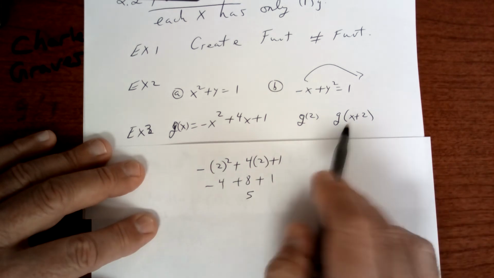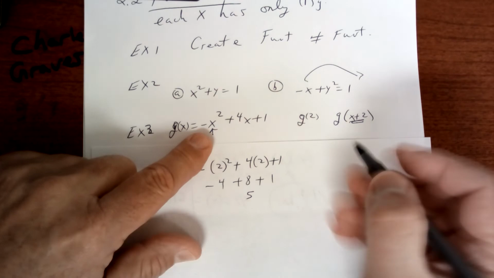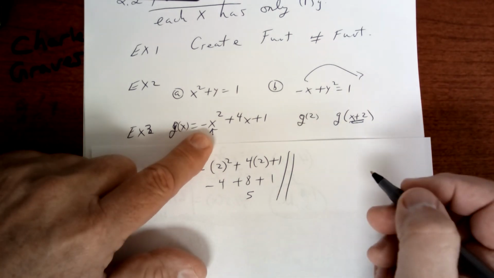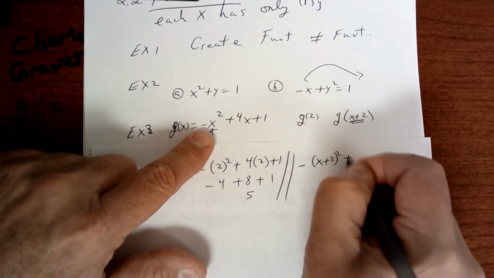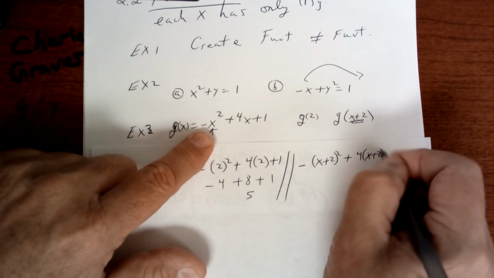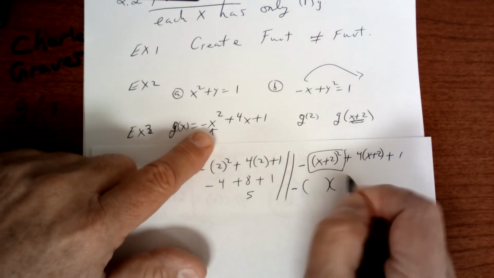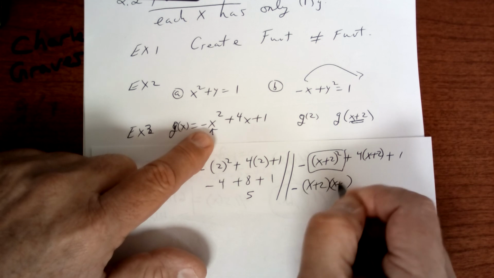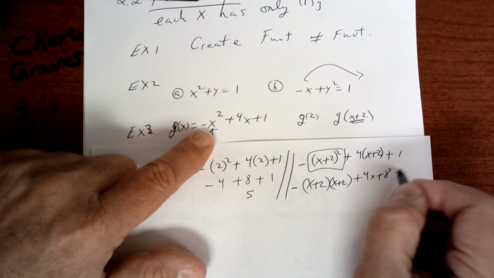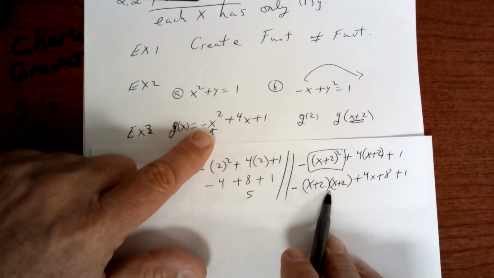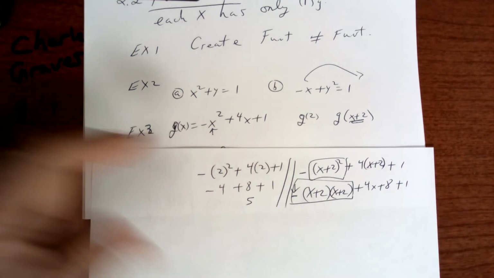This one right here, you're going to plug all of this in place of the x. So it's going to be, and I want you to pay attention to this, it's going to be a negative, and then x plus 2 quantity squared plus 4 times x plus 2 plus 1. So you got to do FOIL on this and then distribute the negative. So it's going to be x plus 2, x plus 2, and then we can distribute this one real easy, 4x plus 8 plus 1. You have to do FOIL, and then you got to change your signs of all of this. And then finish it up.